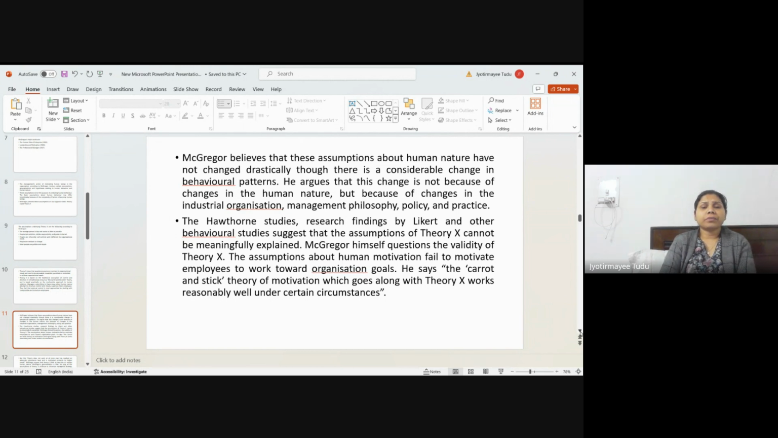So such kind of behavioral pattern has been changed because of the changes in industrial organization, management philosophy, policy and practice. Here, a human being needs to show certain kinds of behavioral practices in order to make his position strong in the concerned organization, or make his presence visible in the concerned organization. So essentially he does not have any kind of relationship with the nature which he usually has within himself.